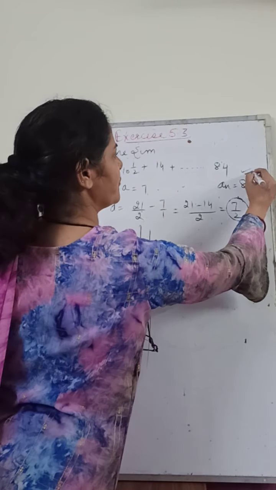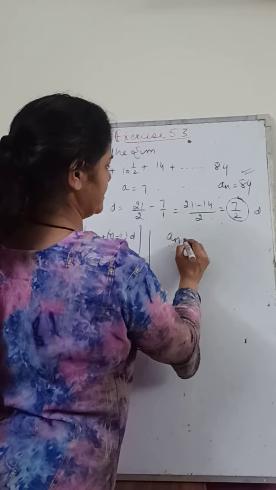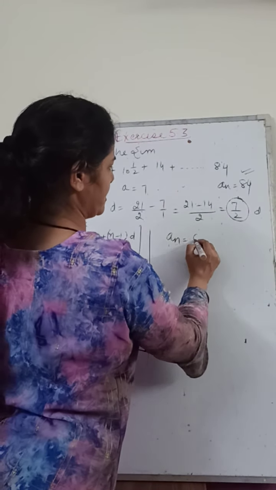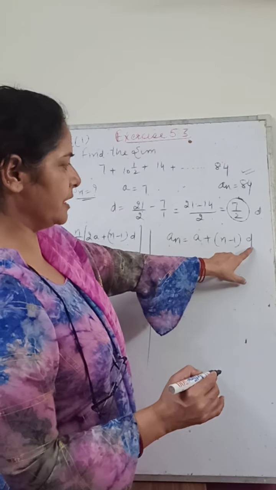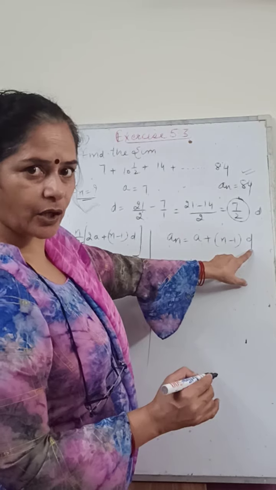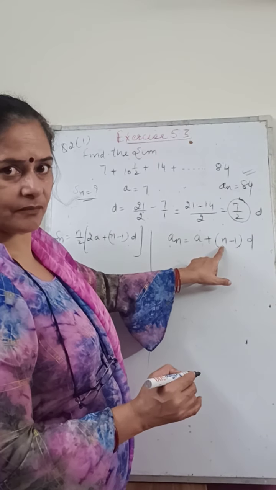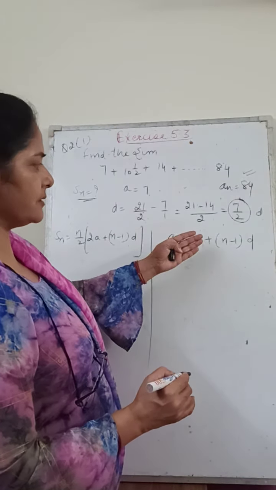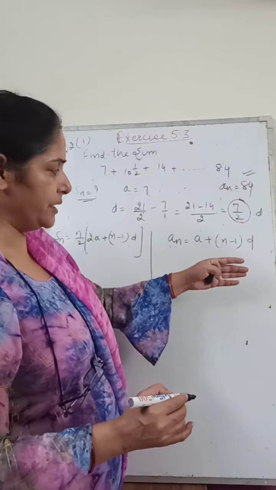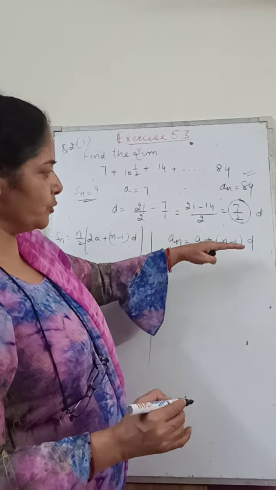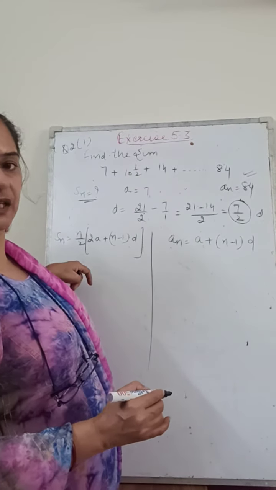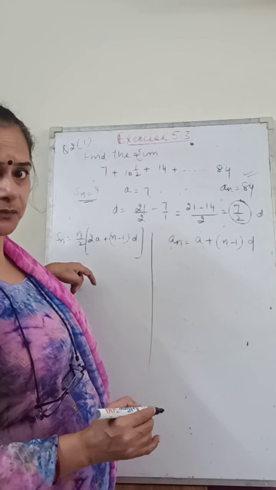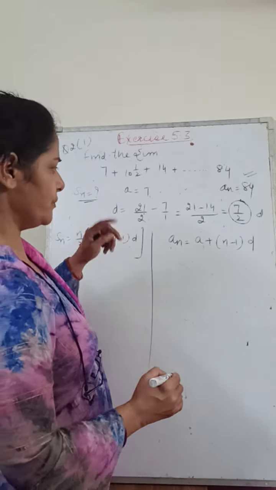So, how will we find n? I will find n from an. You know an is what? a plus n minus 1 into d. an is given, a is given, d you have taken out. So you can find n, no? So in this question, there are two parts, and you are using two formulas. One this formula you are using, and one this you definitely have to use for finding the sum. Clear?